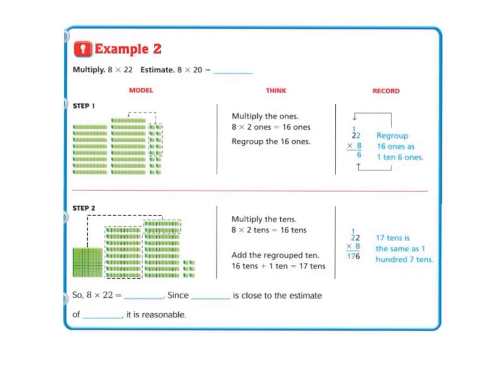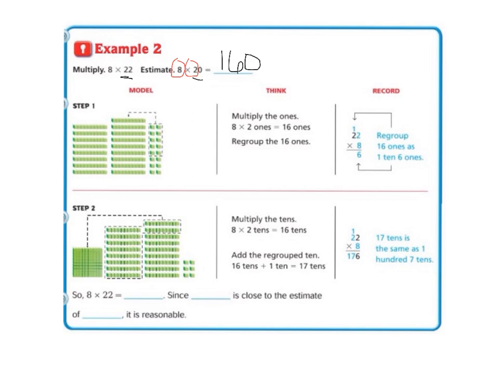Let's try this again on example 2. In example 2, we're going to multiply 8 times 22. And the first thing we're going to do is we're going to estimate. So I'm going to take 22 and make it into a 20. Then I'm going to pull out my basic facts of 8 times 2 equals 16, and then add on my 0. So I should get 160.